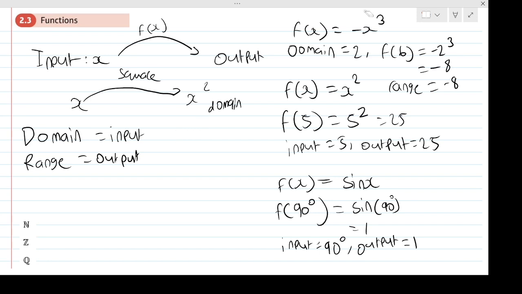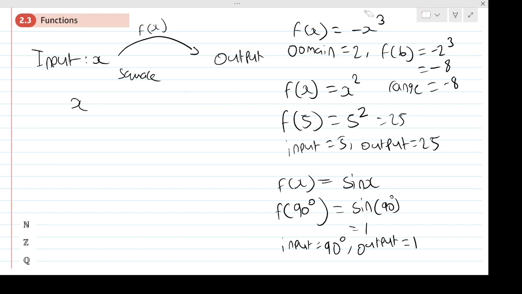But there's also something else we need to look at. More types of language and notation. And that is, you're going to probably see this sort of symbol here. x is an element of R. And we'll discuss this in a minute.